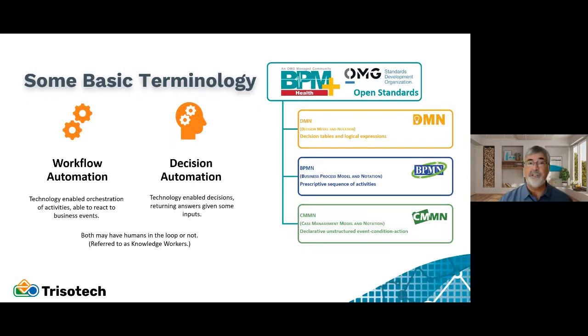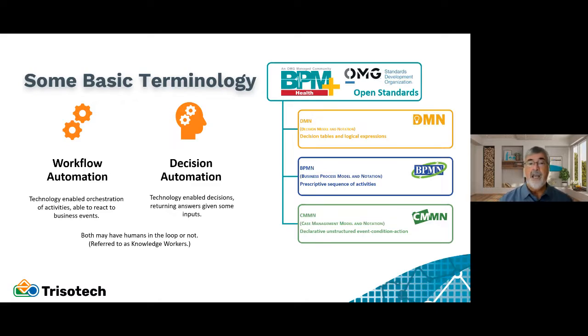There's the Business Process Model and Notation, which allows us to describe processes as a sequence of activities, but it's a prescriptive sequence of activities. We're saying what should happen next. Now, we also have branching in there and different possibilities, but we're also always dictating or prescribing what should be done next.